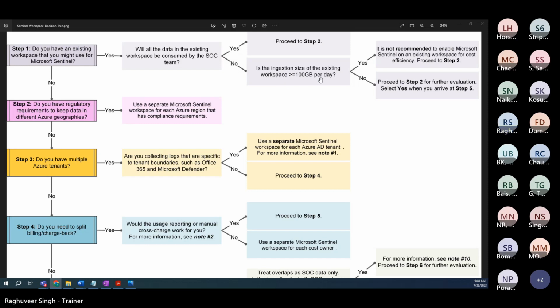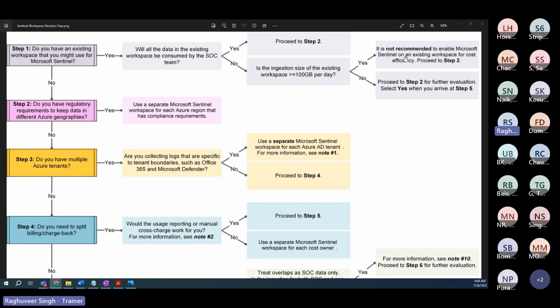So if it is more than 100 GB per day that you are already ingesting in your existing workspace, then it is not recommended to enable Microsoft Sentinel on an existing workspace. Proceed to step 2, which basically means that if you have an existing workspace, but that workspace also contains data sets coming from various other aspects, and the approximate size of the data set is more than 100 GB per day, then you should not use that workspace.